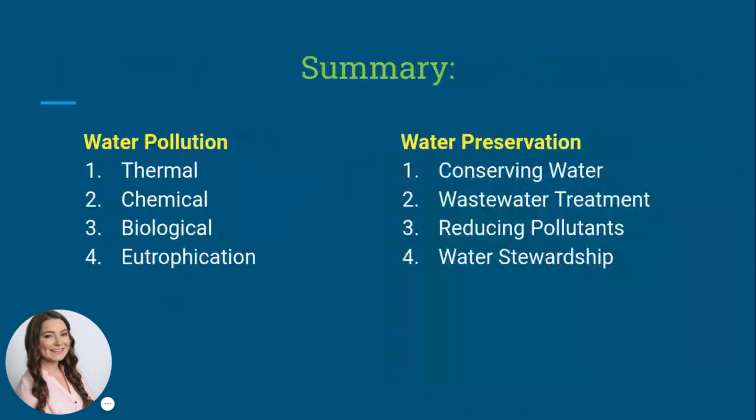To summarize, all living things on Earth need access to clean water. Water pollution is when waste or other material is added to water so that it is harmful to organisms that use or live in it. The 4 types of water pollution are thermal, chemical, biological, and eutrophication, and ways to preserve our water resources are through conserving water, wastewater treatment, reducing pollutants, and water stewardship.